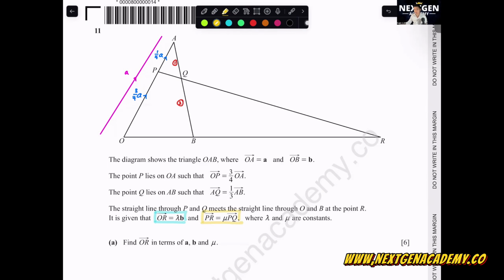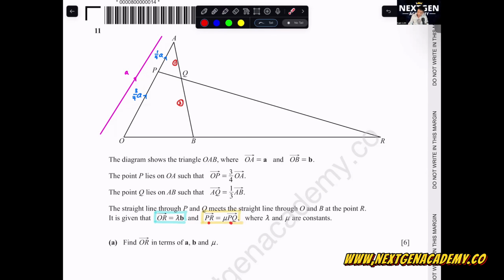This type of question is very typical for math. They will ask you to find two expressions for the same vector, one in lambda, one in mu. Then after that, you just equate them to each other. So the first question here, they want us to find OR in terms of A, B, and mu. Which one has mu? So we need something with PR, because PR here is mu PQ.